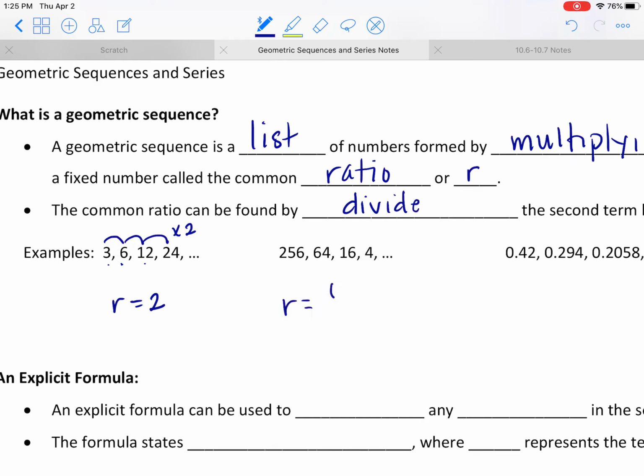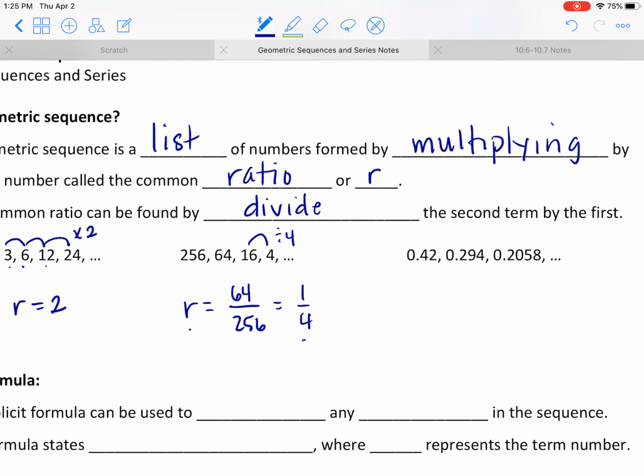If we take the second term and divide it by the first, we can see r. So in this case, r is going to be 64 divided by 256, and that's going to reduce to 1/4. Now that's a little easier to see here. I can see that I'm dividing by 4. So if I'm dividing by 4, the ratio that I'm multiplying by is 1/4.